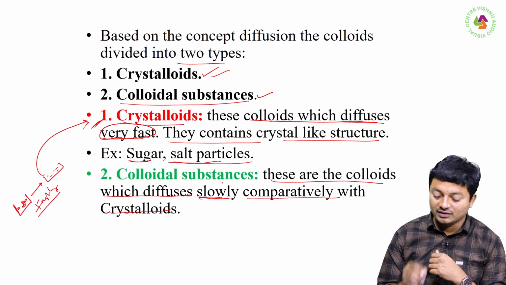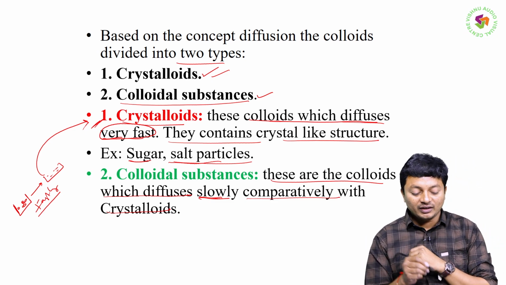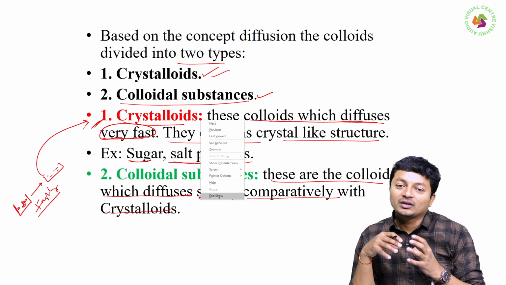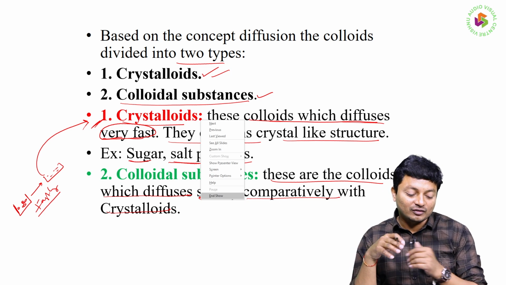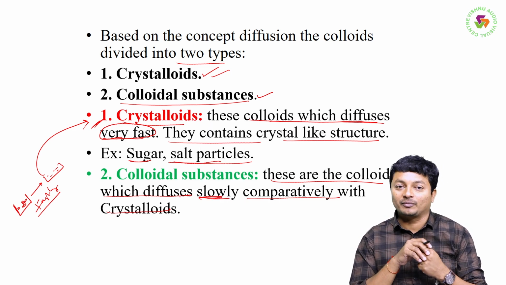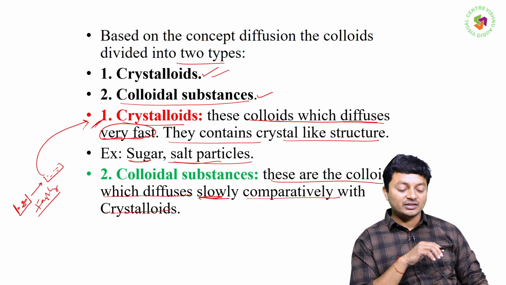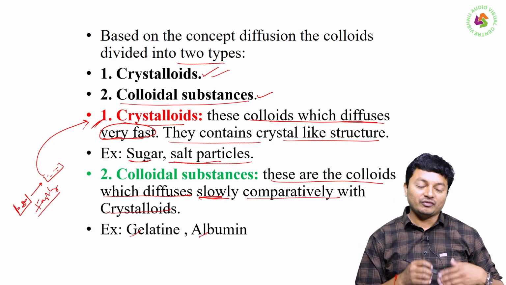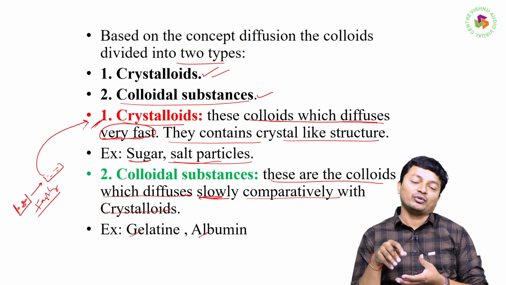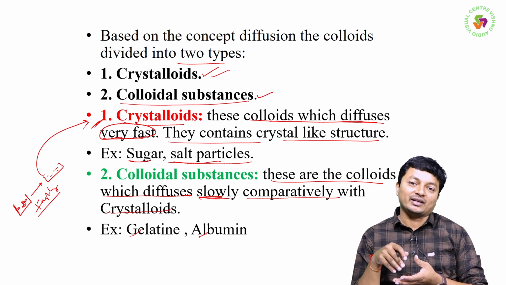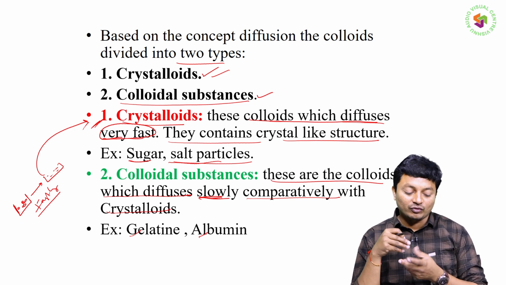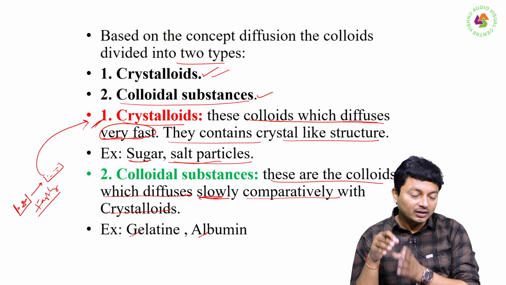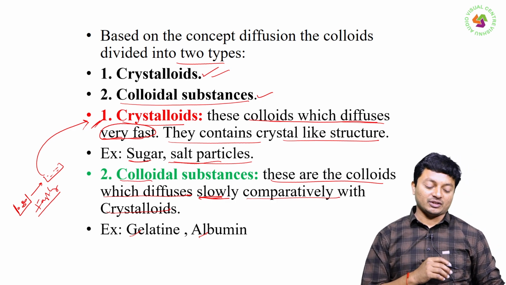And coming to the colloidal substances, these diffuse very slowly. That means they cannot diffuse as simply as the crystalloids, because they require some time. This type of substance is known as colloidal substances. Examples: gelatin, albumin. When we add gelatin or albumin to water or any other substance and try to mix it, that won't happen quickly; of course, it will take some time. That type of substance is known as colloidal substances.